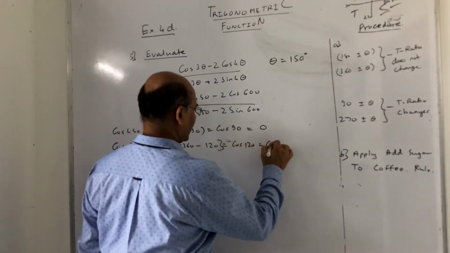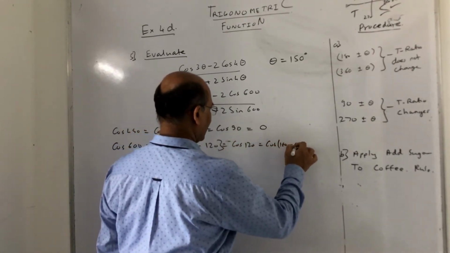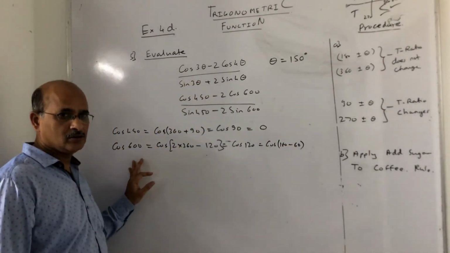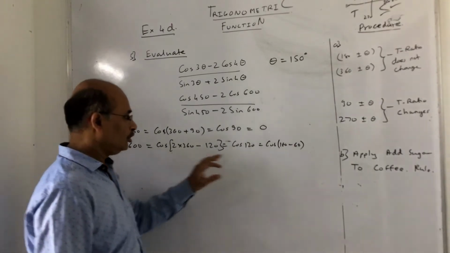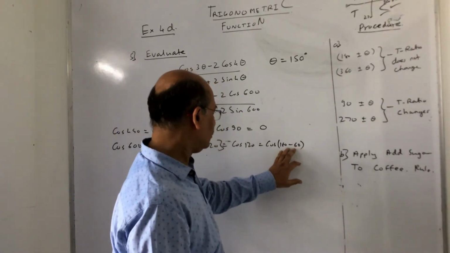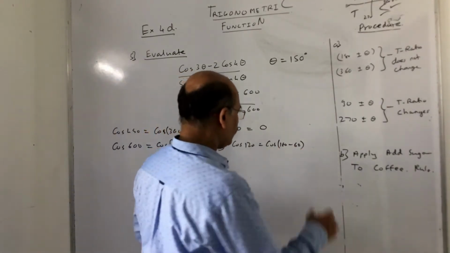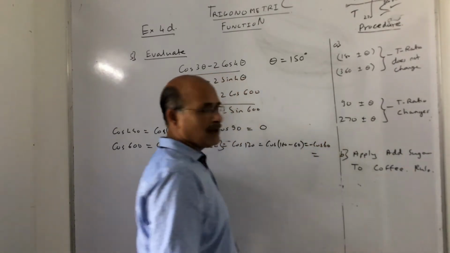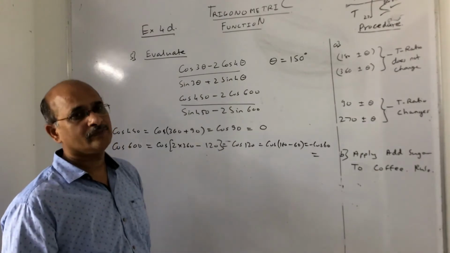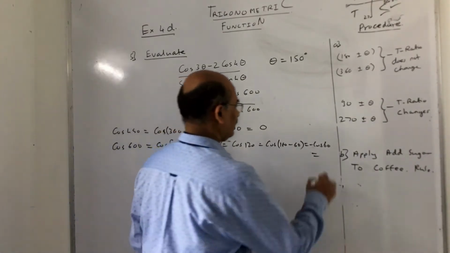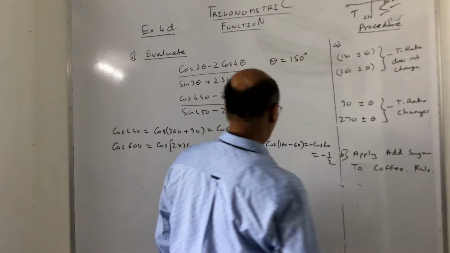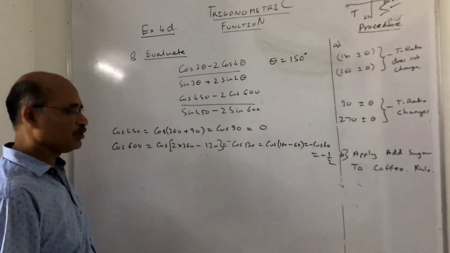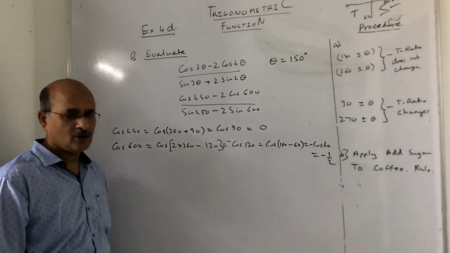Now cos 120, I can write as cos of 180 minus 60. Just understand, actually this is 600. So 180 minus 60 is the second quadrant, where cos is negative. So minus cos 60, and minus cos 60 is minus half. Now it's workable, there is no issue at all. So I got minus half.